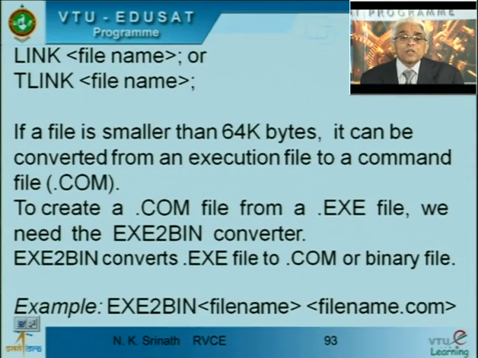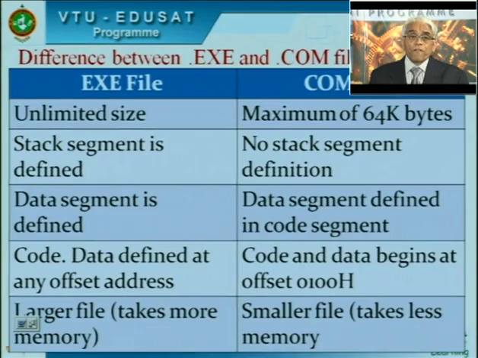that generates a .com file. To create a .com file from an exe file, we need the exe2bin converter. Exe2bin is a utility which converts an exe file to a .com file, followed by the exe file name and another file name. The first file name is your exe file, the second file name is the file where you want it in the form of a com file.